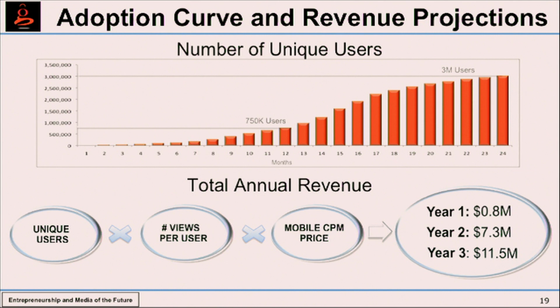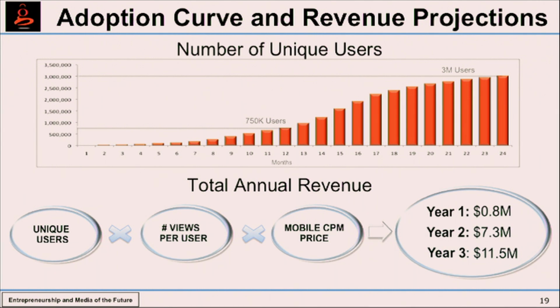As you can see, we project user adoption to grow slowly at first and get to about 750,000 users by the end of the first year. And then, as is standard with most new technologies, it will ramp up at the beginning of year 2, and by the end of the 24th month, we'll be around the 3 million users that we projected.